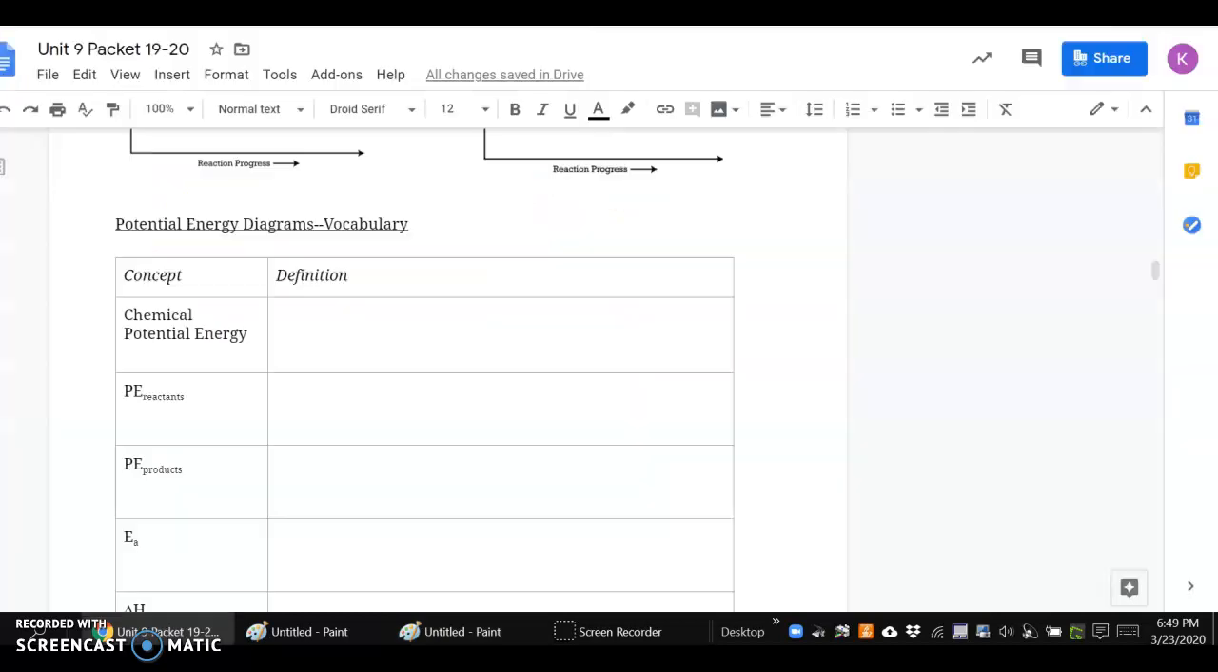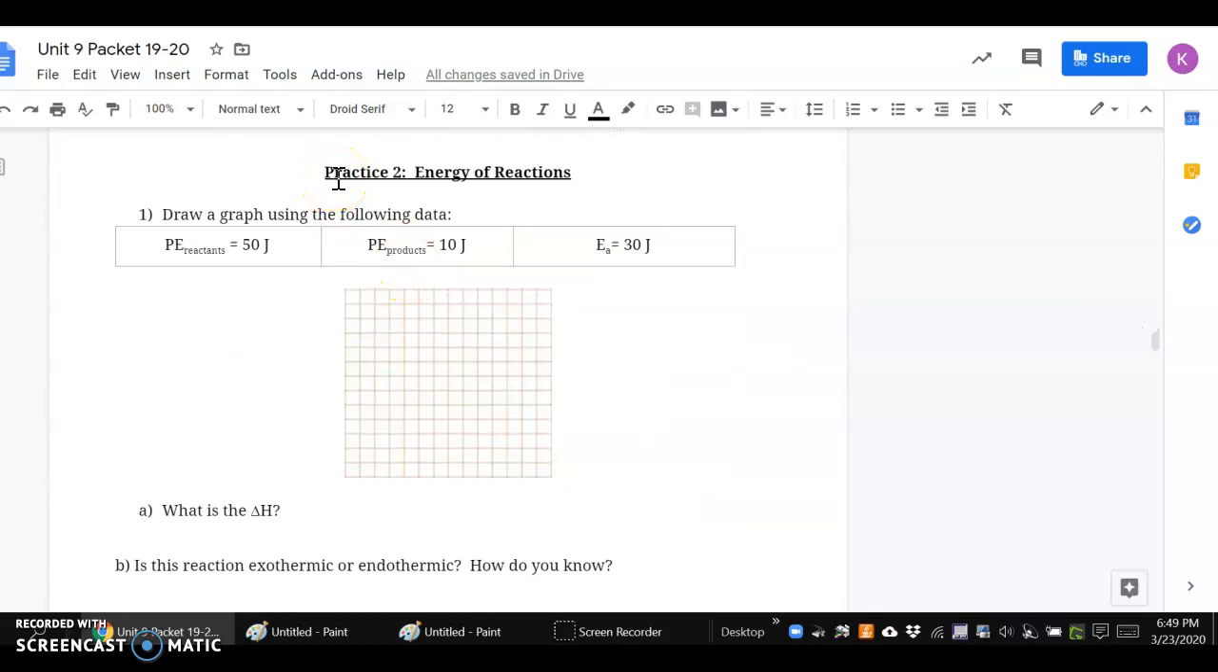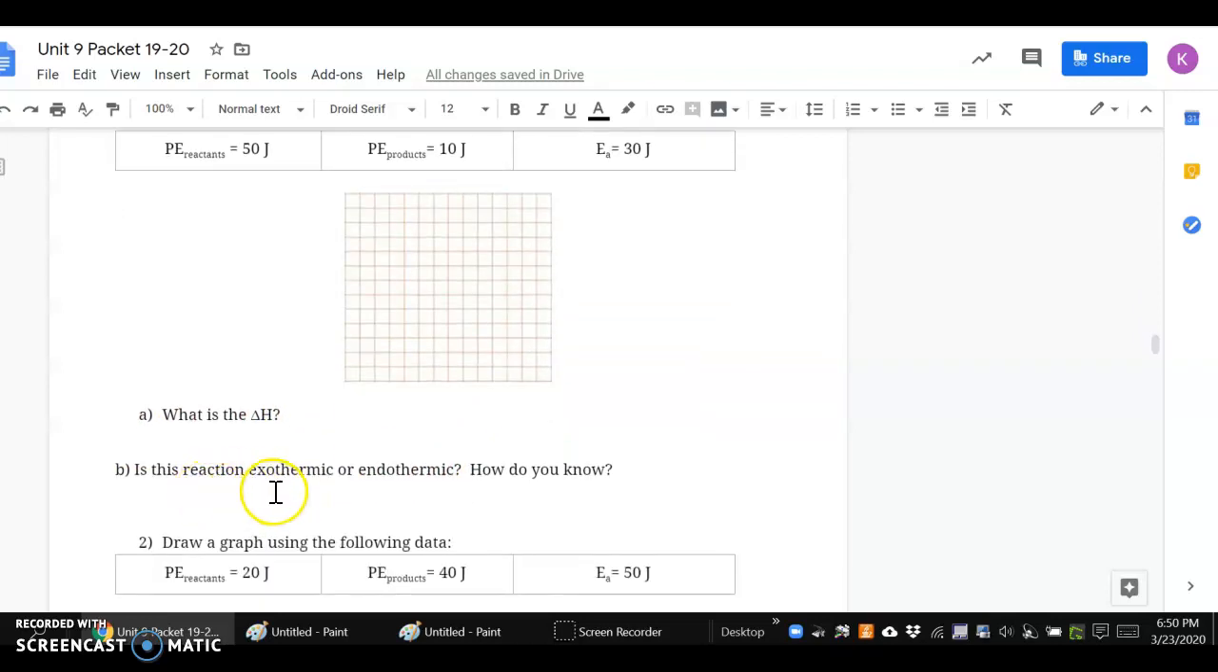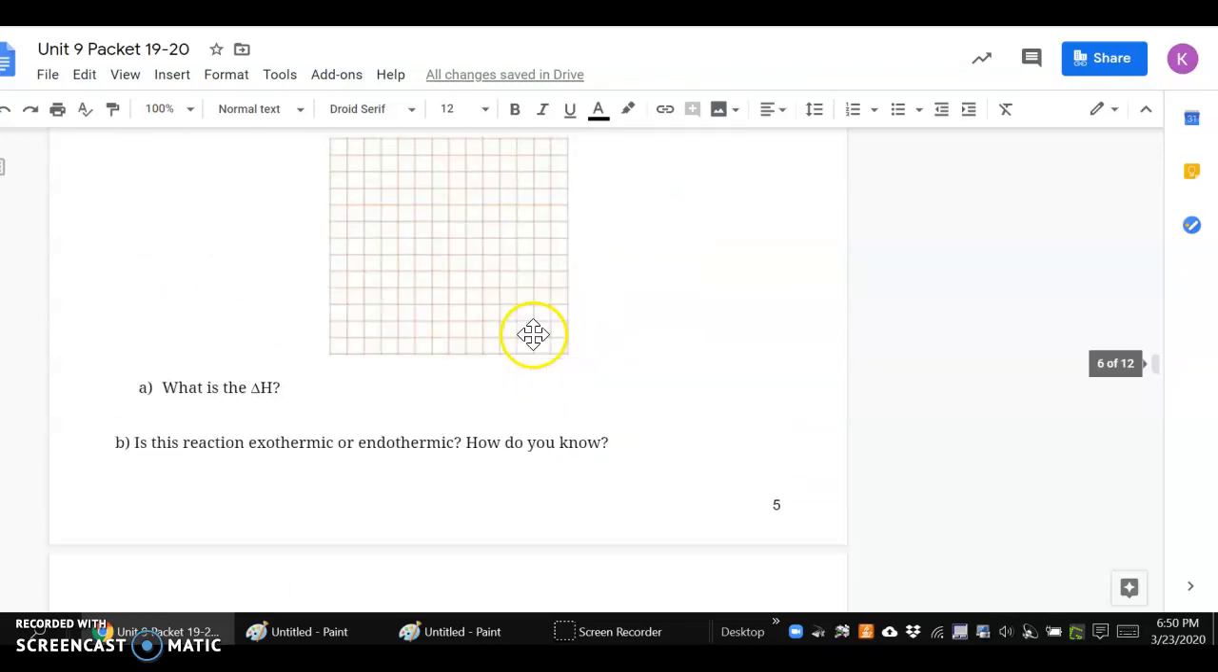For homework, if you have the packet, the paper copy, it's just practice 2 in there. If not, there's a document with it. It's pretty simple, just a little bit more quantitative. You're going to label this axis here with the energy, and then make the graph that looks flat, around, and so on, just like the graphs we just drew. Then you're going to calculate the delta H, and see if it's endo or exothermic. I think you can probably figure that out. There's only 3 of them, and then this little one. So the homework's pretty easy.